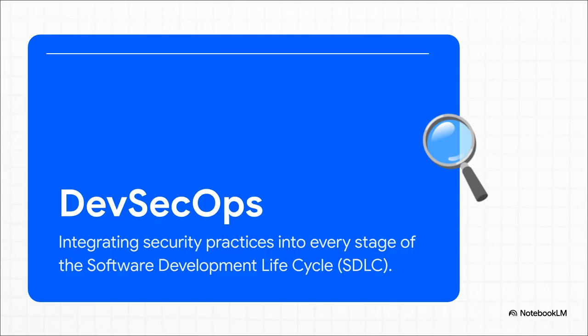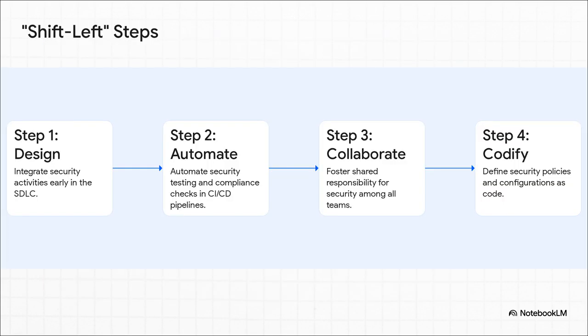That just doesn't work anymore. That's why we have DevSecOps. It's a total shift in thinking. It's about baking security right into the recipe from the very beginning, not just sprinkling it on top at the end. And the way we do this is with a cool concept called shift left.